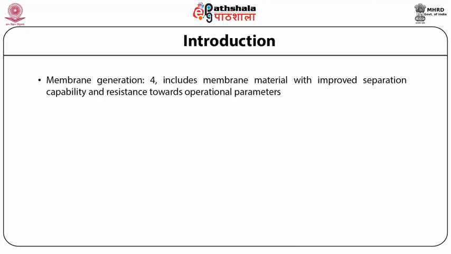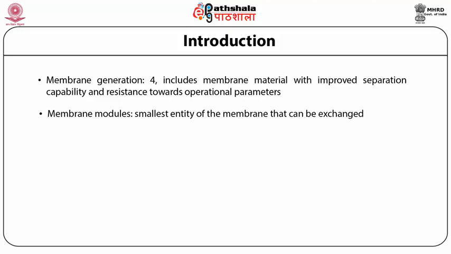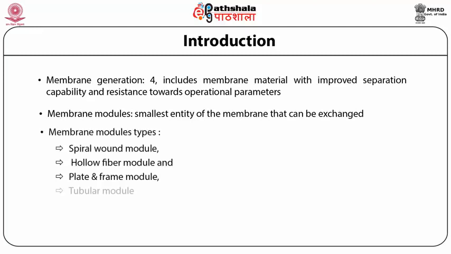Different generation of membrane materials are existing currently, which delivers the improved separation capability and resistance toward operational parameters. Further, these membranes materials can be fixed into different membrane modules or elements defined as the smallest entity of the membrane that can be exchanged. It means this is the definition for the membrane module, and these are normally given by four names. These are plate and frame, spiral wound, hollow fiber, and tubular to accomplish the desired separation task.